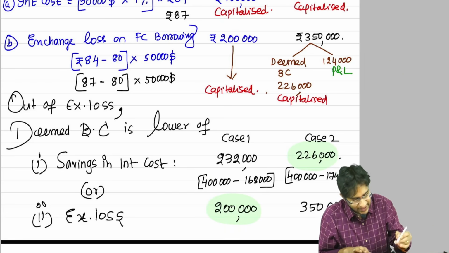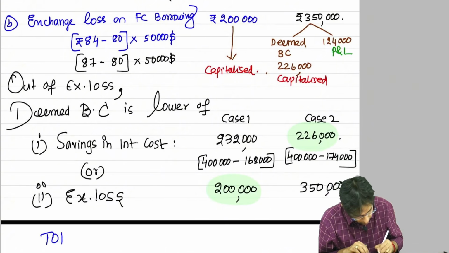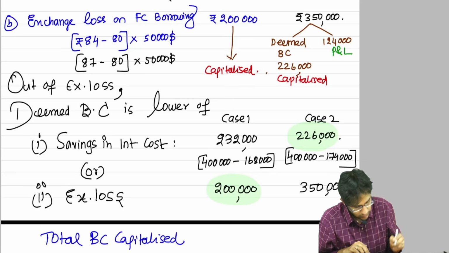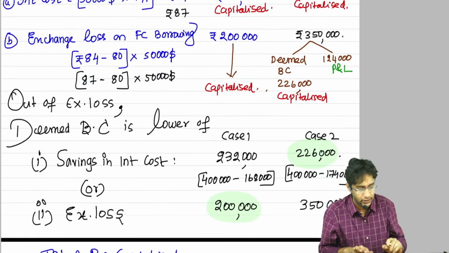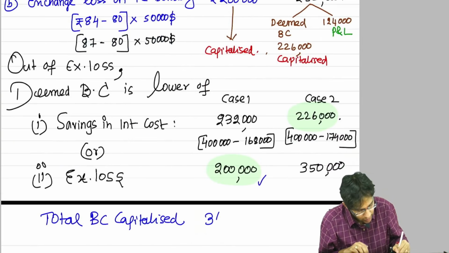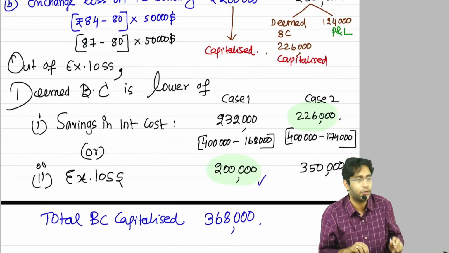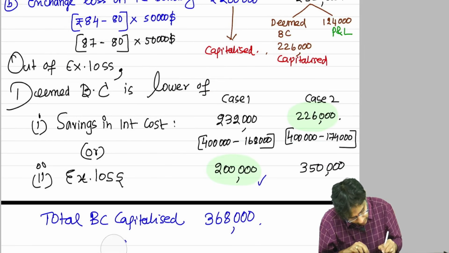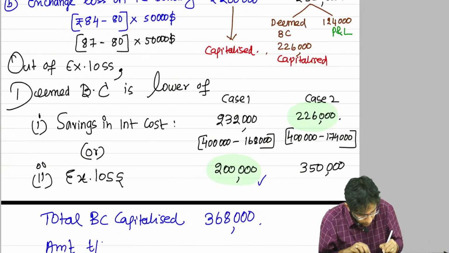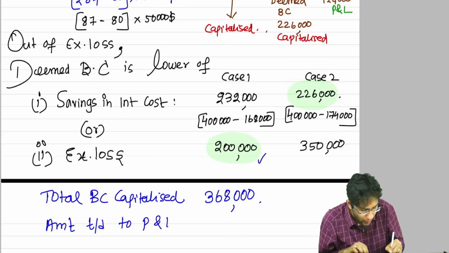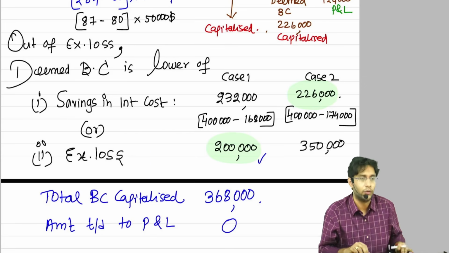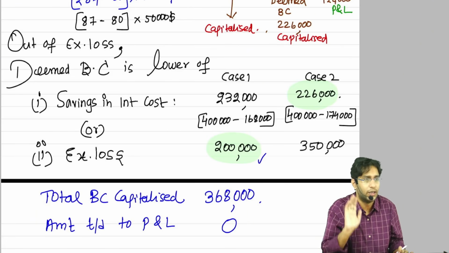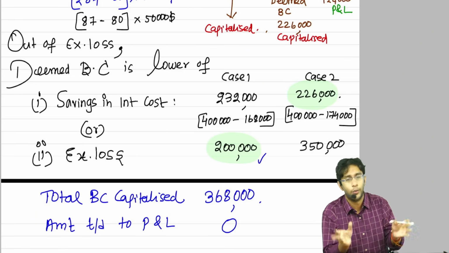Now, in the first case, total borrowing cost capitalized is how much? 1,68,000 you are capitalizing, 2 lakhs also you are capitalizing. Total you are capitalizing 3,68,000. Borrowing cost amount transferred to P&L account is zero. Nothing will go to P&L account. Why? Borrowing costs are capitalized. Exchange loss, totally called deemed borrowing cost, that also got capitalized. Nothing is going to P&L account.